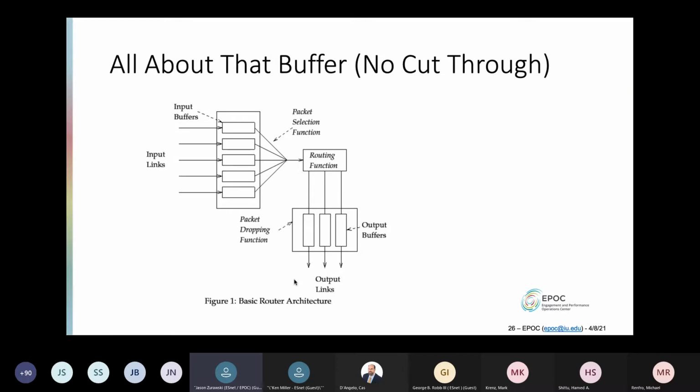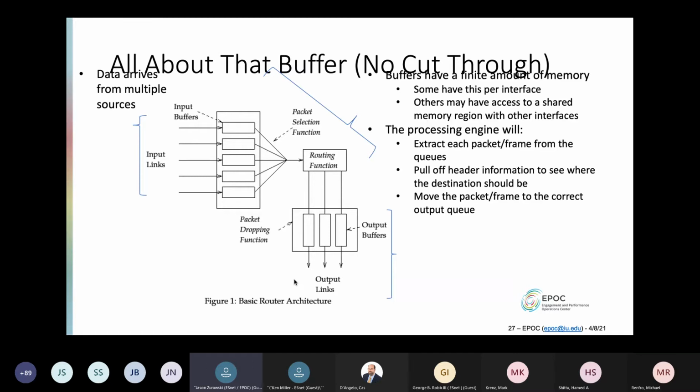So what does the inside of a switching plane look like? It looks a little bit like this, highly simplified. We have a bunch of input links, a bunch of output links, and a routing function in the middle. Data is going to be arriving from multiple sources. The buffers have a finite amount of memory. Some of this may be on a per-interface basis. Some of it may be just a big old shared pool that all of them are trying to eat out of at the same time. No matter what the case is, it's limited.